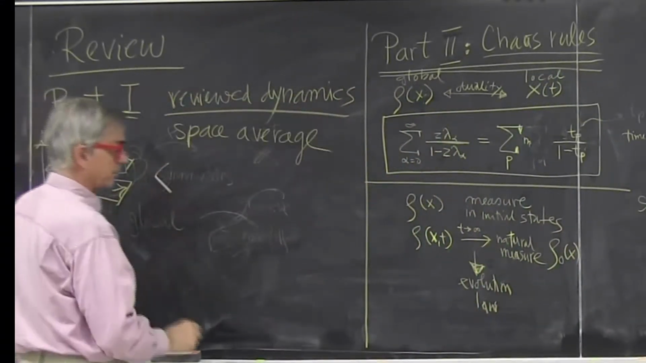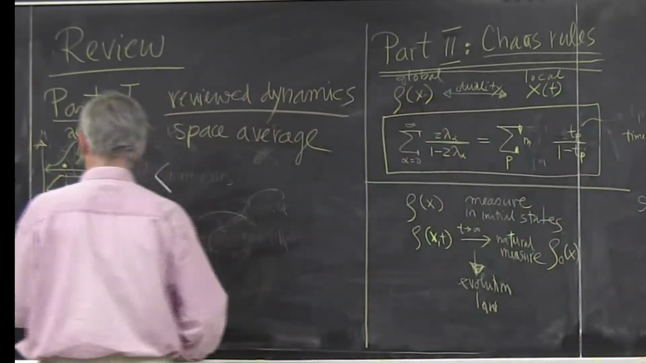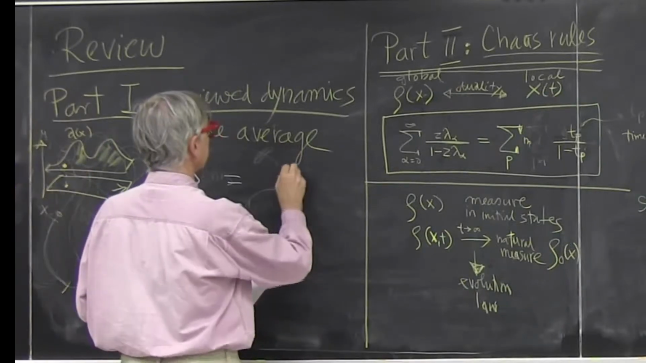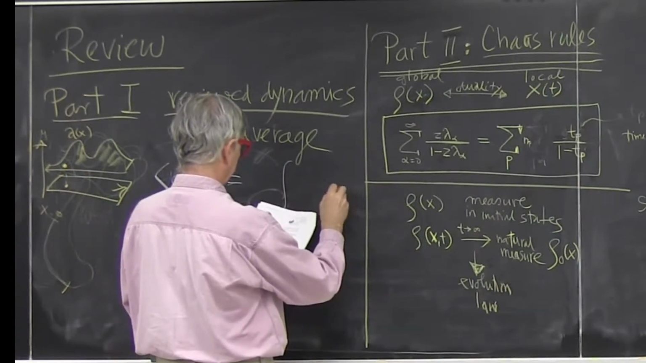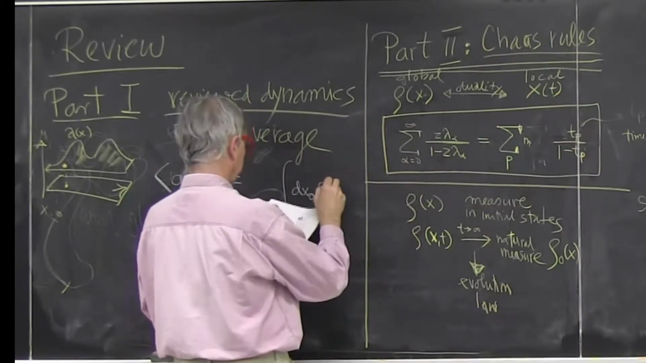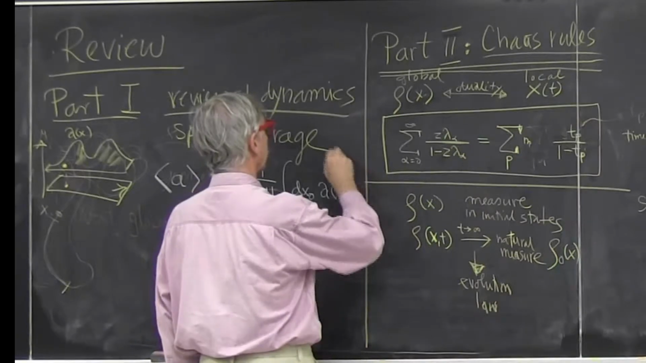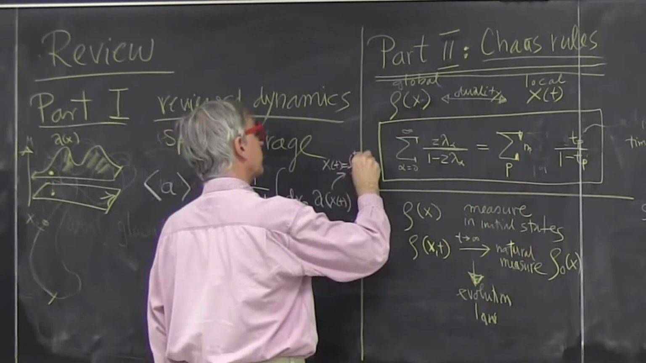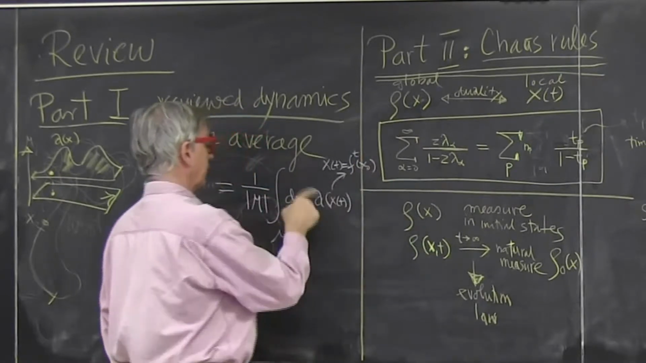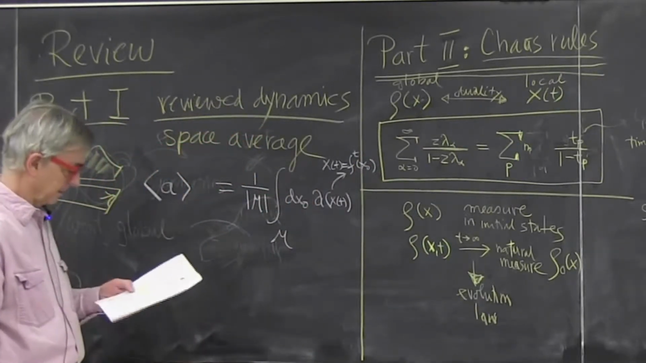I have modern notation. I'm using bar for time and brackets for space. So what I'll now do is take all initial points. Each one of them I'll start a trajectory, and I'll evaluate the observable at time t, where xt is the trajectory at time t having started at x0, but now I integrate over everybody. So that's one space average.